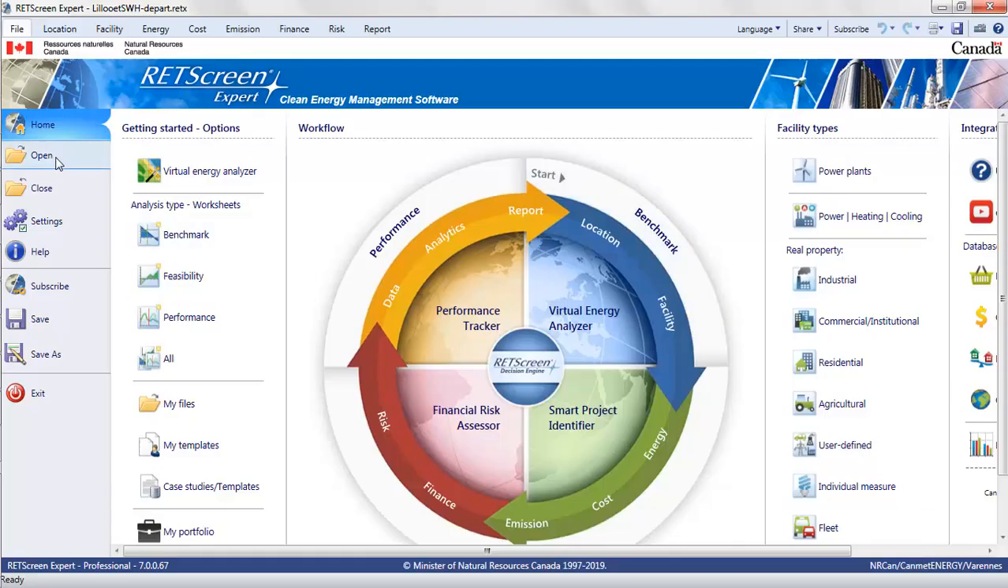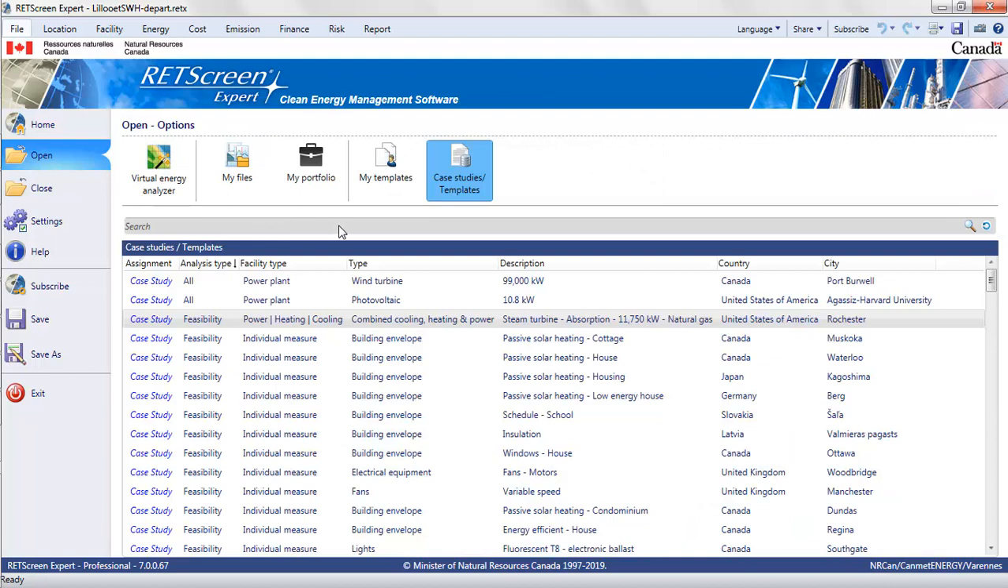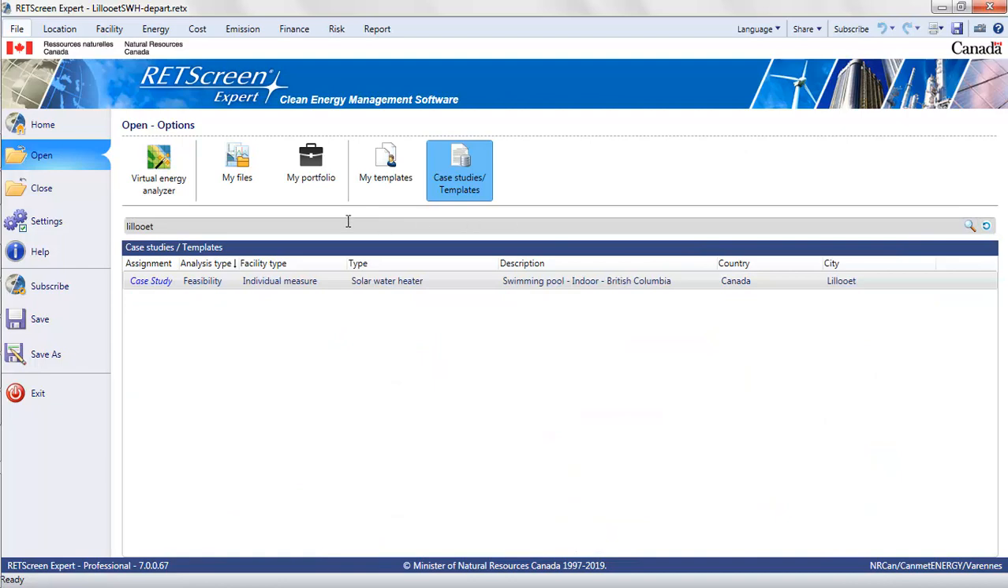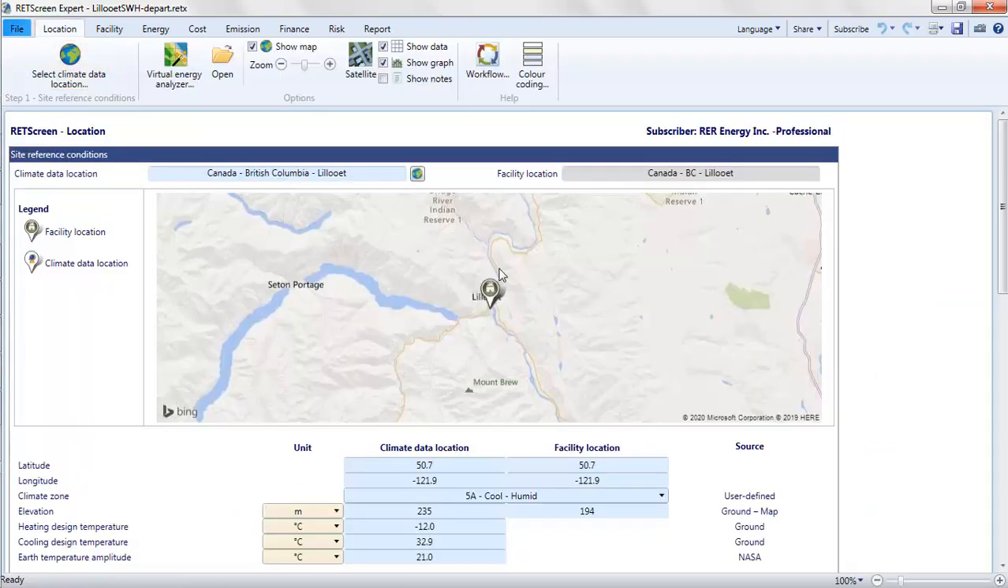I'll be nearly replicating a case study that comes with RetScreen. You can find it by searching for the location, which is Lillooet. This is a small community about 250 kilometers northeast of Vancouver, British Columbia, Canada. I've already selected this on the Location tab.